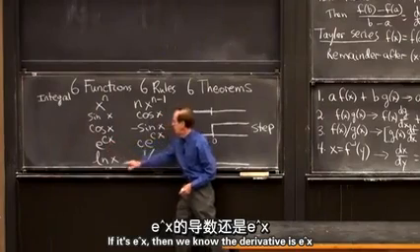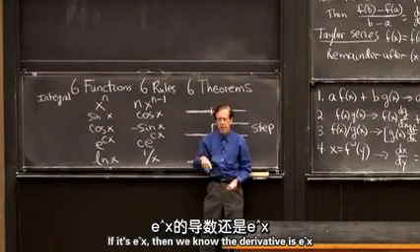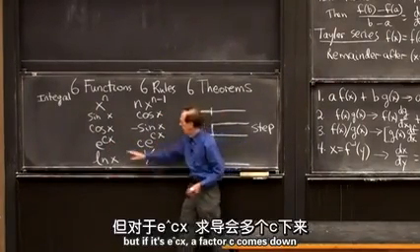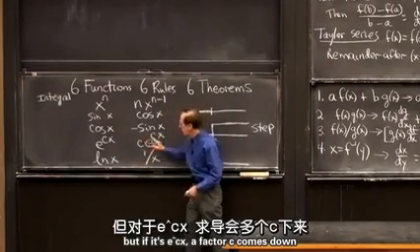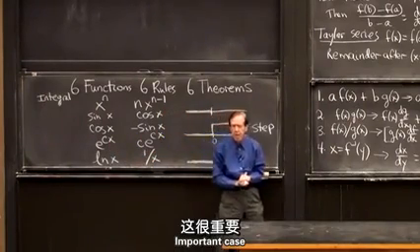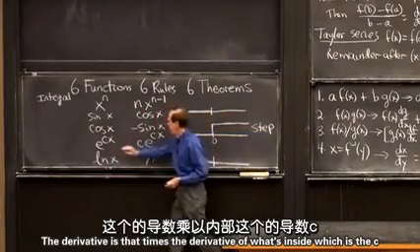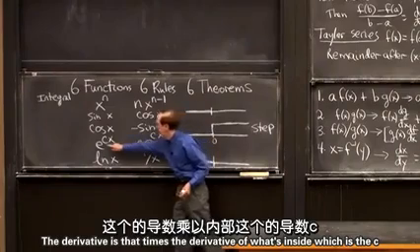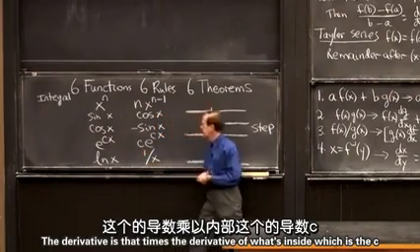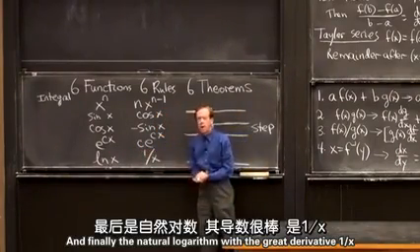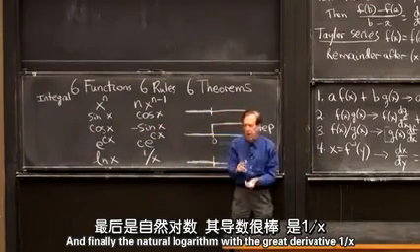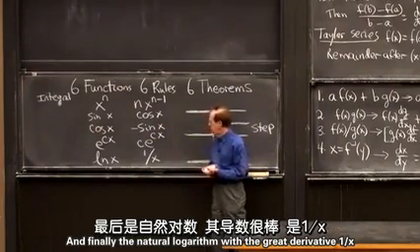If it's e to the x, then we know the derivative is e to the x. But if it's e to the cx, a factor c comes down. Important case. You could say the chain rule. The derivative is that times the derivative of what's inside, which is the c. And finally, the natural logarithm with the great derivative 1 over x.